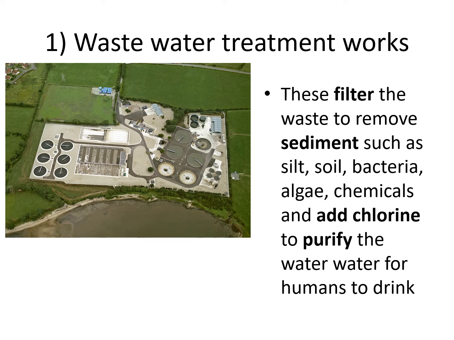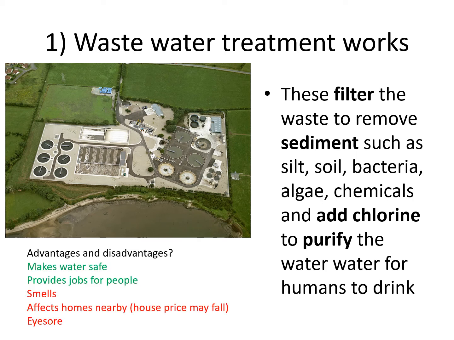You will have smelt chlorine when you've gone to the swimming baths, which basically kills all the harmful bacteria and purifies the water, making it safe for us to drink. Then it gets piped to the reservoirs, and then obviously it gets piped to us. So that's what we can do. We can build wastewater treatment works. That's one thing. Secondly, there's a list of some of the advantages and disadvantages of these things.